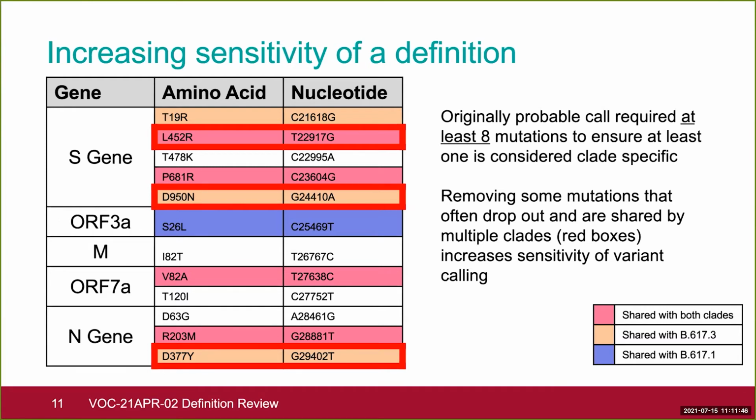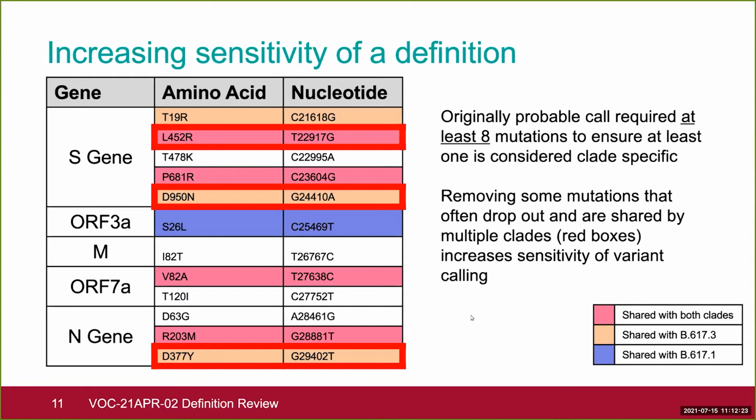But there may be 1 or 2 mutations, or depending on where your threshold's set, there could be quite a few mutations. So this example is the definition that we were using for the Delta variant. Obviously there are 2 other B.1.617 clades, and some of the mutations in the definition are shared between all 3 or with one or the other of those clades. And so that meant that out of the 12 mutations, we had to have at least 8 of them to make sure that we were calling something that was specifically the Delta clade.